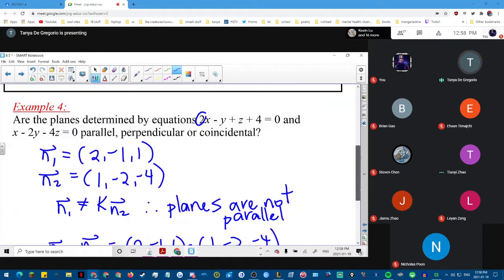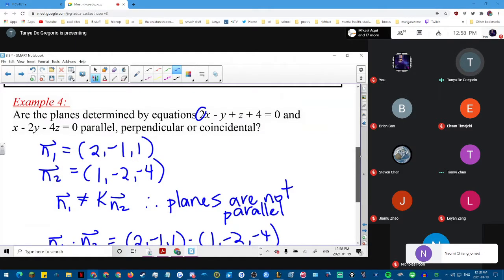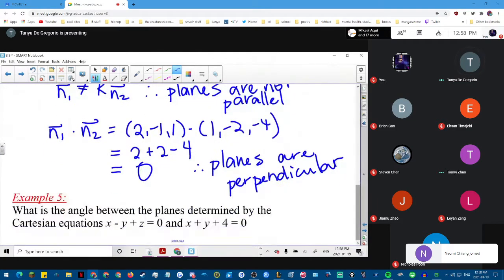What does it mean for two planes to be coincidental? The same. Exactly the same, one on top of the other. Okay, exactly the same. Good.